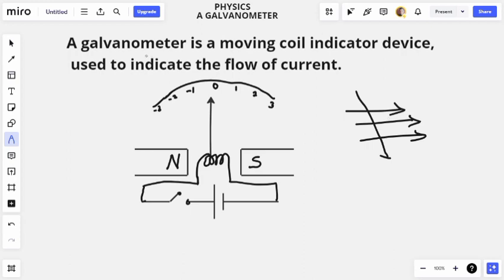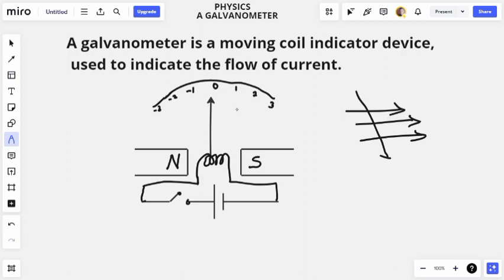So a galvanometer is basically what? An indication device, a current indicating device. The device that we use to indicate the flow of current. So when we say moving coil indicator, the moving coil means that it has a coil that is in a magnetic field, and when current passes through that coil, a force is generated and it deflects. The galvanometer will deflect either to left or right, depending on the polarity.